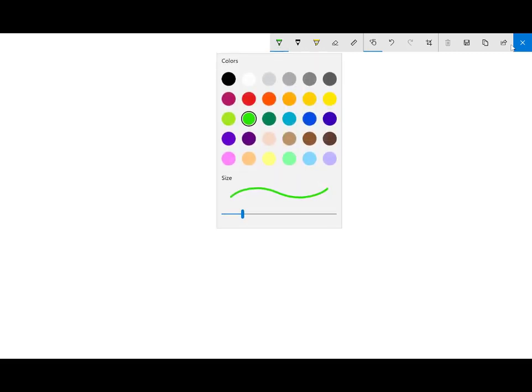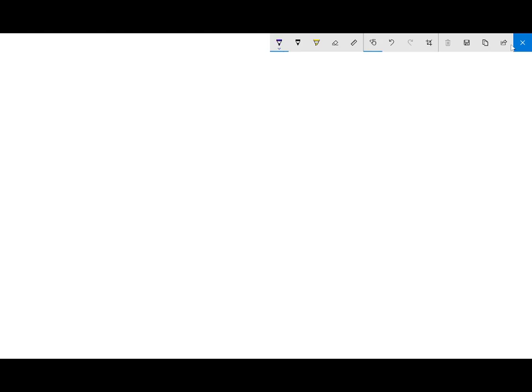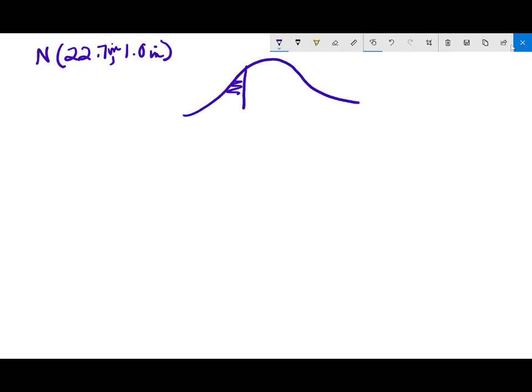Okay, let's do another one. All right, let's do number 18. This time we're talking about the females, the same situation. So that means that we have a normal distribution, and the mean is 22.7, and the standard deviation is 1 inch. Find the first quartile. So in other words, what they want us to find is the place where the area lower than that is 25%.